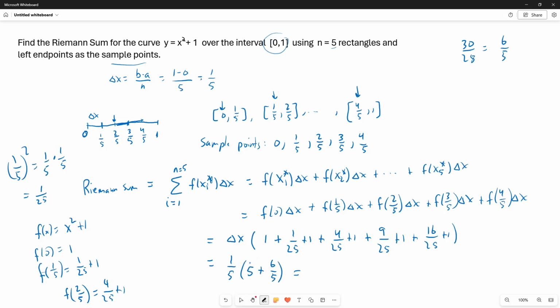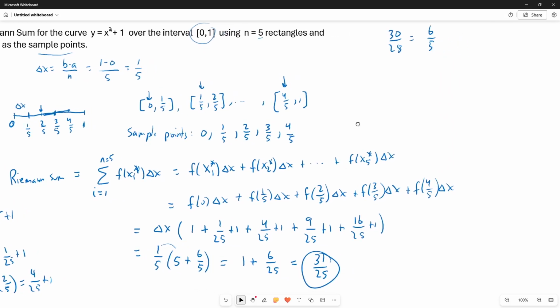We can do a little more arithmetic here. Let's distribute the 1/5. 1/5 times 5 is 1, and 1/5 times 6/5 is 6/25. And if we want to leave the answer as an improper fraction, 1 is 25 25ths, and so this is 31 25ths. So that's the value of our Riemann sum.